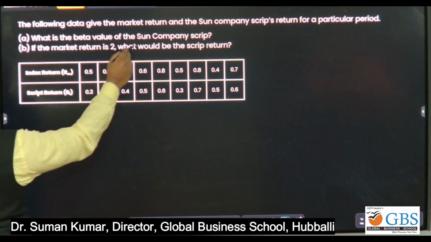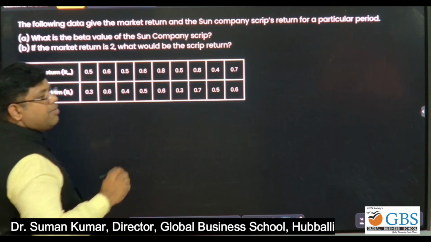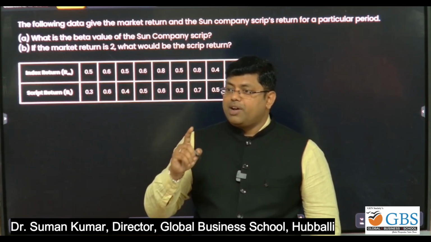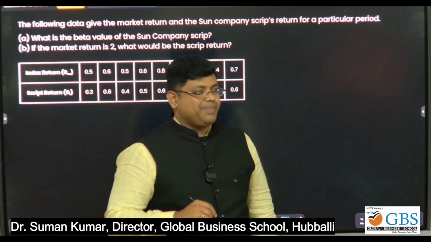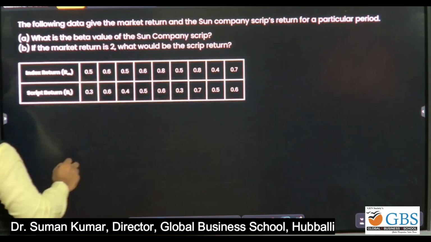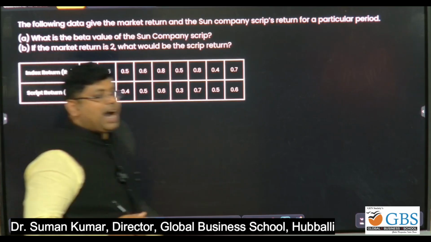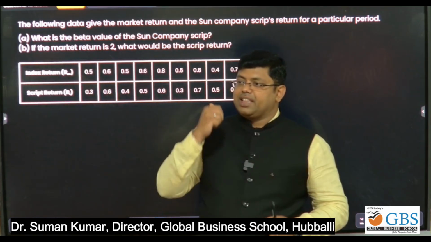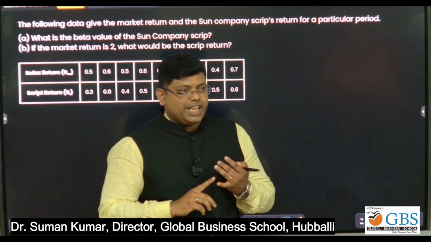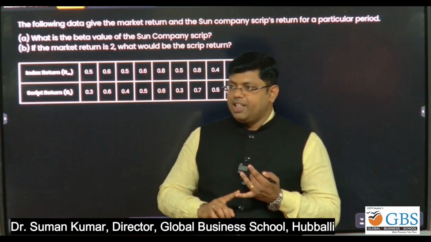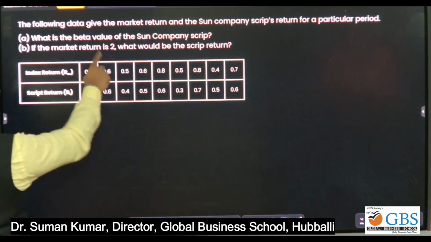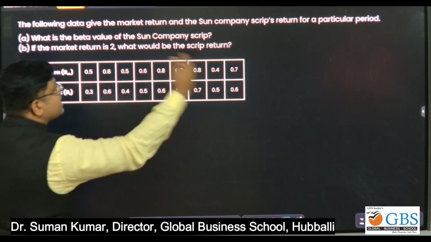What is the beta value of Sun company script? First, our job is to find out the beta value. Then the second is, if the market return is 2, what would be the script return? Market return 2, then what will the script return be? So are you understanding what I'm saying? So first we need to find out what the beta value is, and if the market return is 2, what would be the script return?